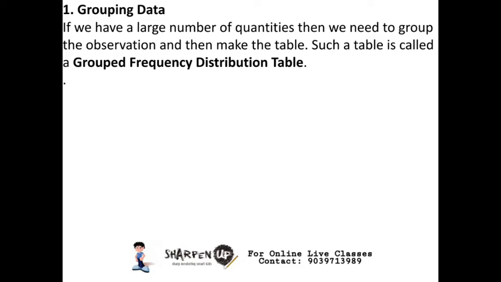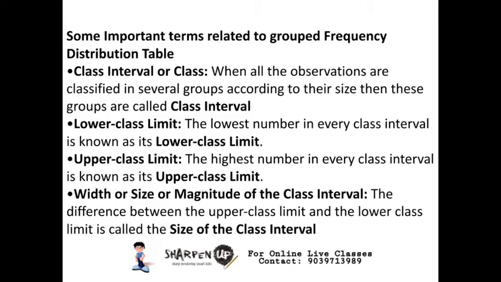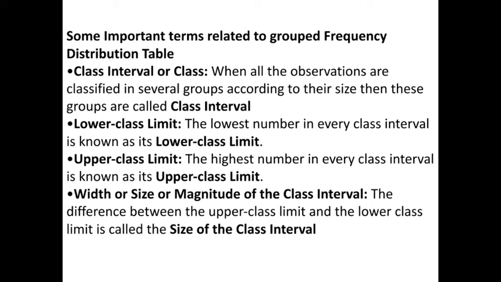Grouping the data. If we have a large number of quantities, then we need to group the observations and then make the table. Such a table is called a grouped frequency distribution table. Some important terms related to a grouped frequency distribution table. First is class interval or class. When all the observations are classified in several groups according to their size, then these groups are called class intervals.